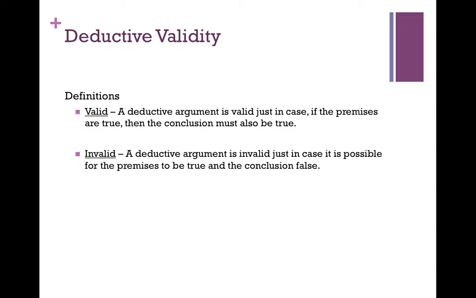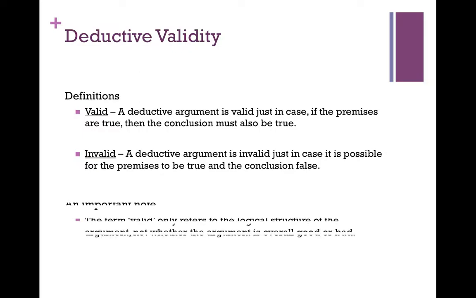A deductive argument is valid just in case if the premises are true, then the conclusion must also be true. Whereas a deductive argument is invalid just in case it is possible, that's the key word there, for the premises to be true and the conclusion to be false.